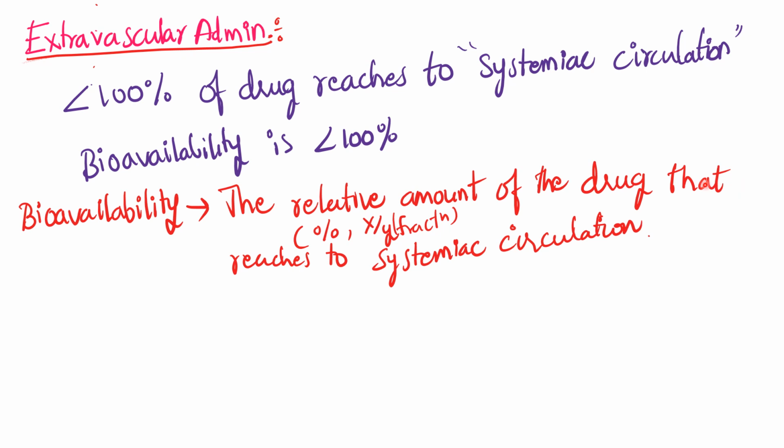So as you know, in extravascular routes, less than 100% bioavailability will be there, not 100%. When all of the drug reaches the systemic circulation, the bioavailability is 100%. What actually is bioavailability? Bioavailability is the relative amount of drug that reaches the systemic circulation, expressed as a fraction or percentage. What is the fraction of that drug that is reaching the systemic circulation? That is what we call bioavailability. Let's understand more deeply.